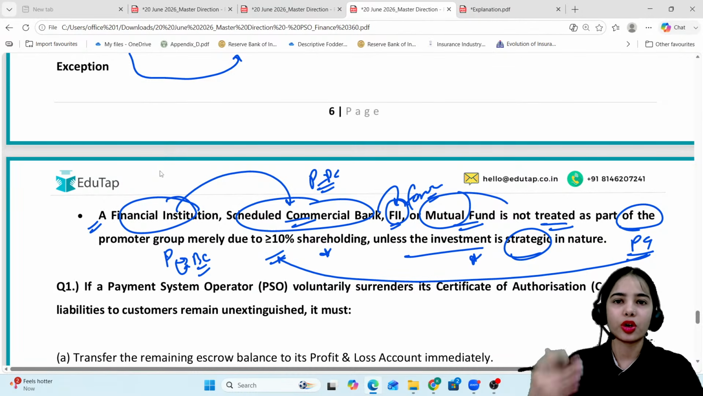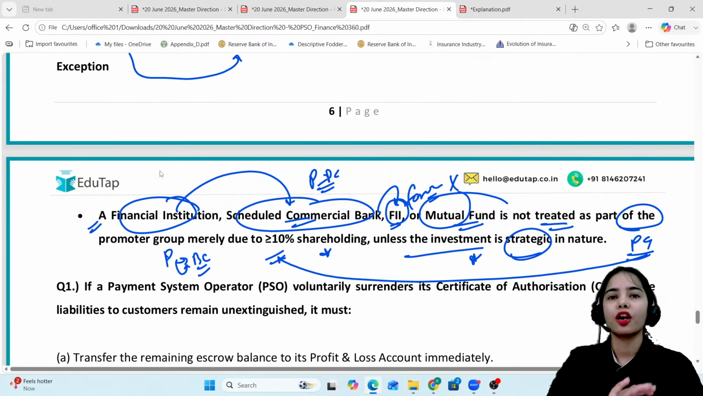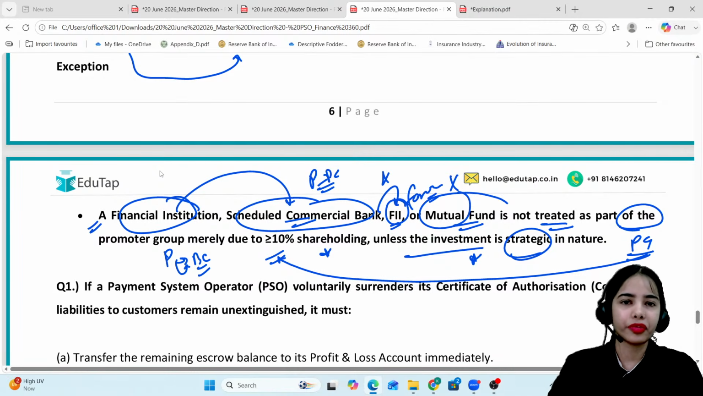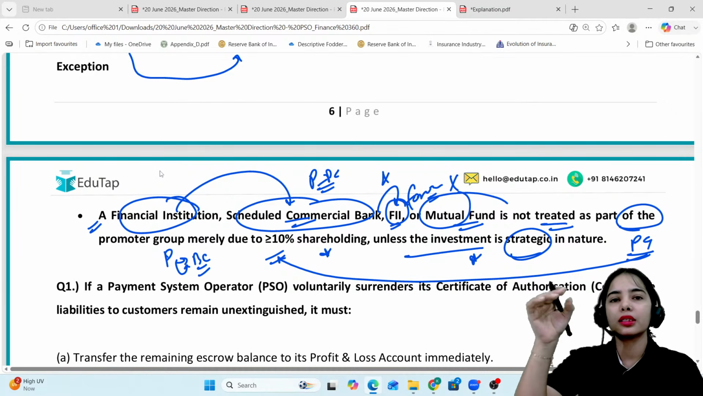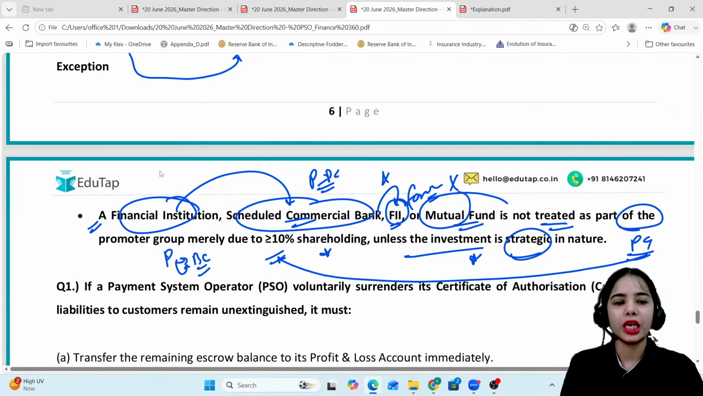because these institutions or mutual funds invest just for the sake of profit, they do not want any control. The foreign institutional investors might be investing only for profit, they do not care about the working of the company, or about the control of that company. So this is the idea, this is the exception.